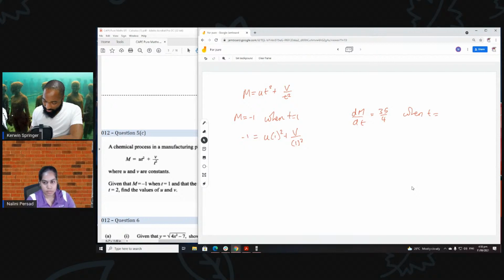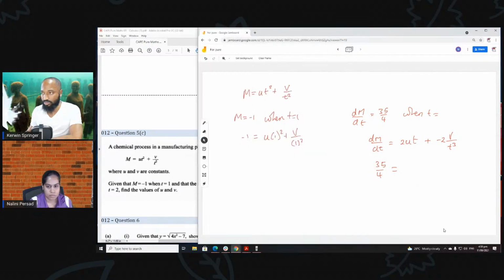And dm/dt. So we need to differentiate first. So dm/dt in this case is going to be 2ut plus, is this going to be -2v over t to the power of 3? You all could verify that one for me. And then this is going to be 35 over 4, because we substituted now, right? Is equal to, what we substituted. t is equal to what? I didn't write it. t is equal to 2.